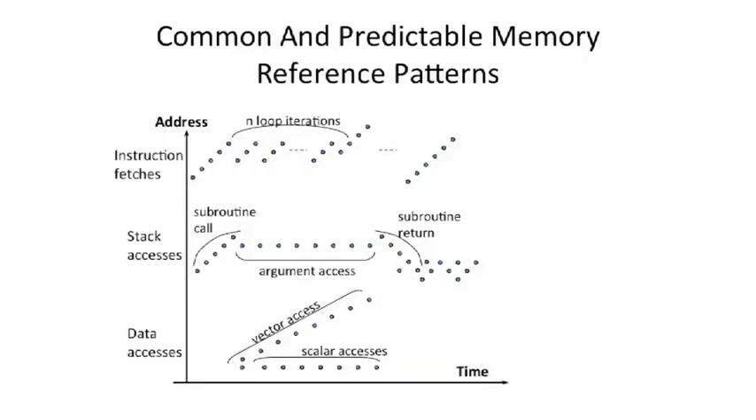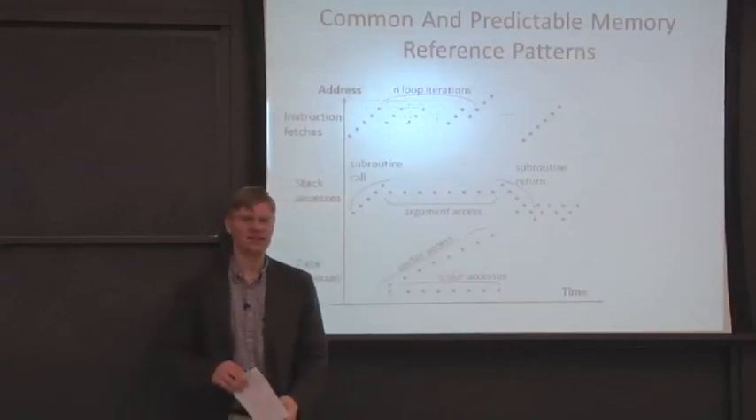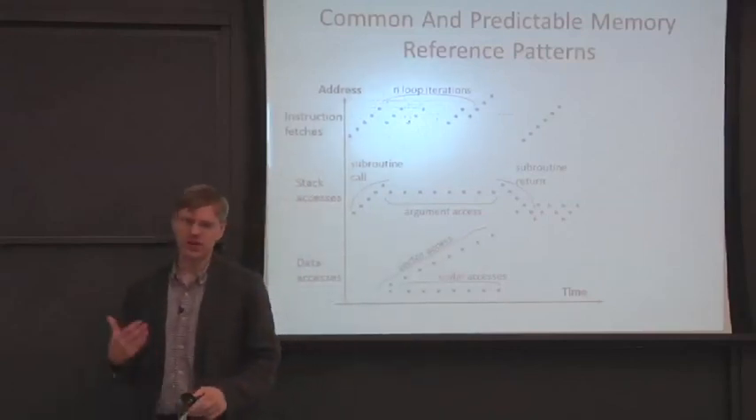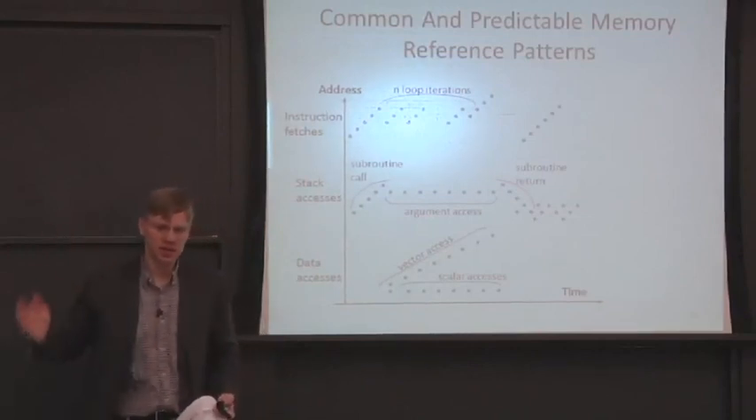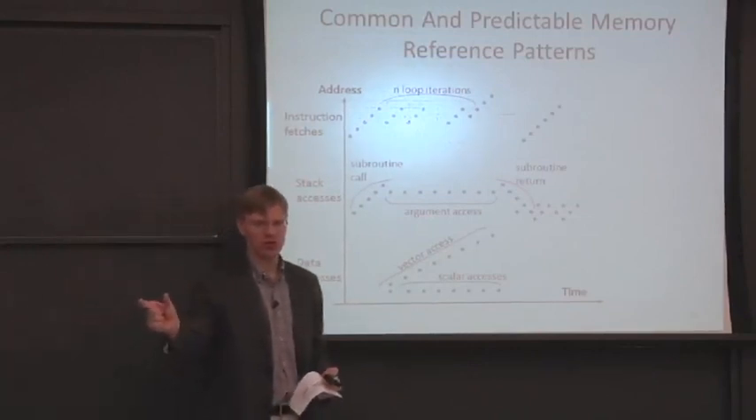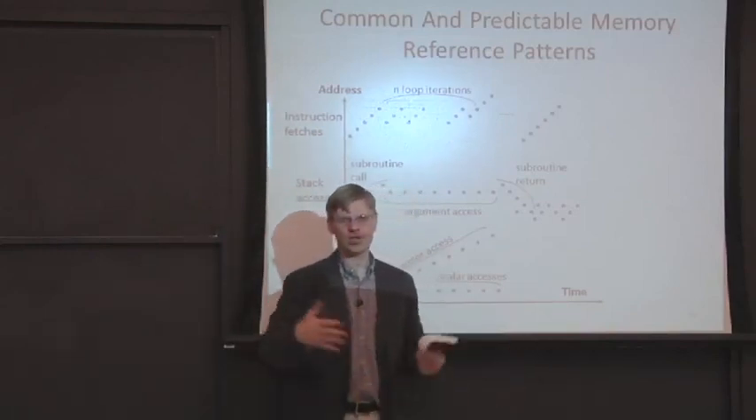OK, let's look at some data accesses. The one I wanted to focus on here is actually vector accesses. So what's a vector access? Well, this is something like an array. And arrays, a lot of times you'll be reading the first word or the first byte, then read the next byte, and then you read the next byte, and you're doing some operation across all of it.